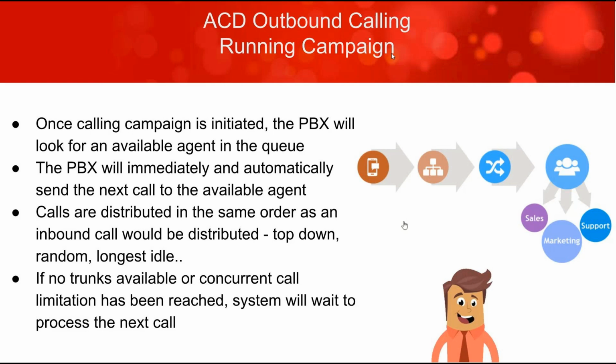Now, if no trunks are available or a concurrent call limitation has been reached, the system's going to wait to process the next call. So it's not just dialing for no one. It needs to make sure that there is an agent to handle that outbound call at that time.